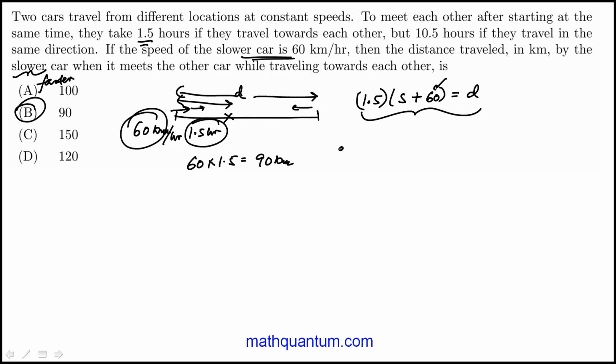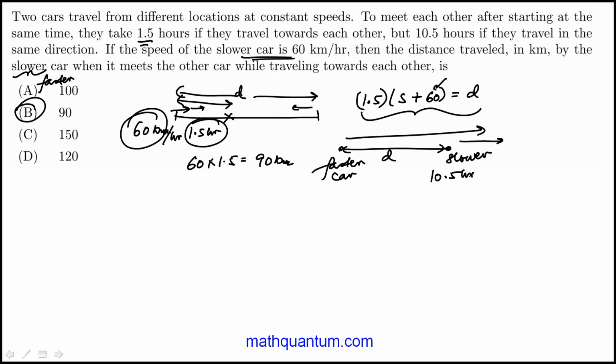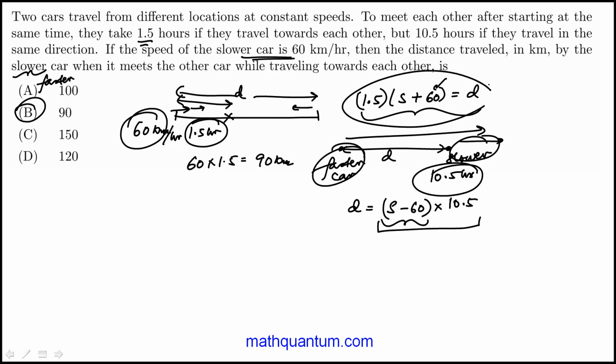The second one is you have this faster car here, and this is the slower car, and now the distance still is d between them, and they're traveling in the same direction, and they tell us it takes 10.5 hours for them to meet each other. So the faster car has to catch up with the slower car. It has to make up for that distance d. The difference in the speed is s minus 60, so it's gaining that many kilometers per hour, so you multiply that by 10.5. So that's the relationship.